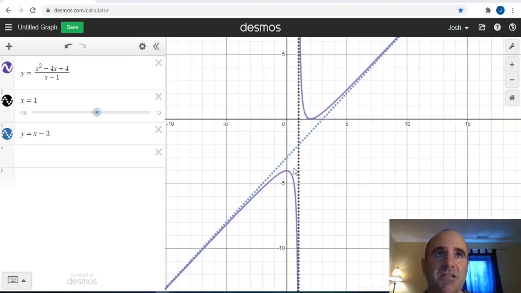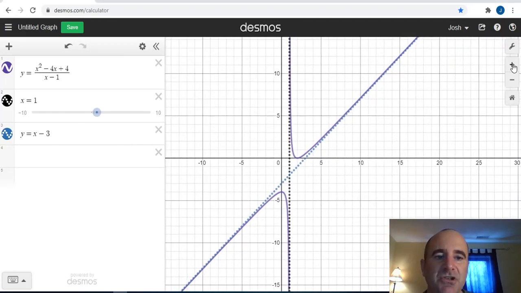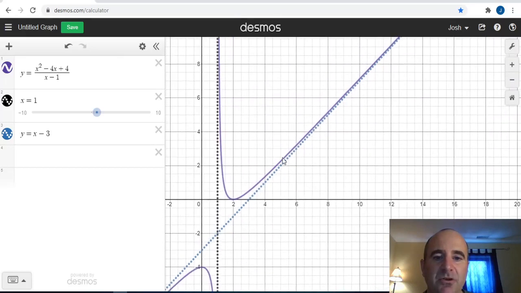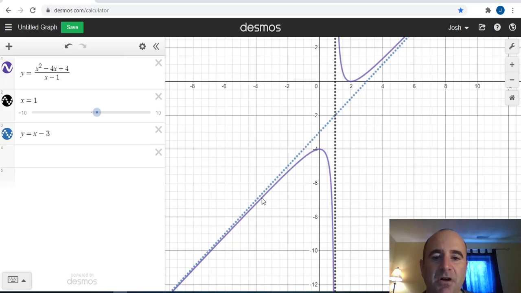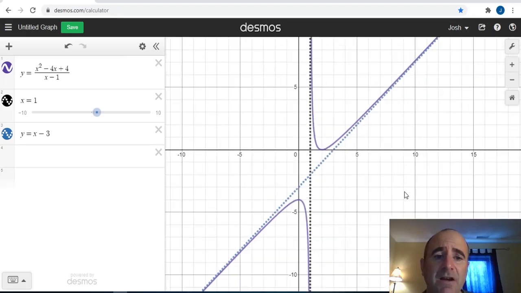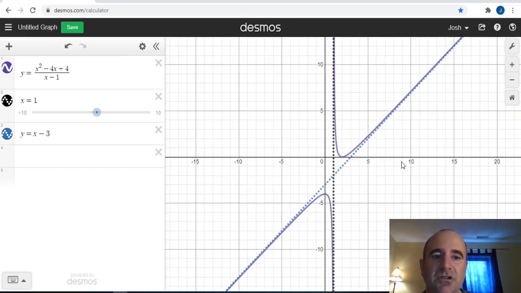Of course, y equals x minus 3 has a slope of 1 and a y-intercept of negative 3, since it's in y equals mx plus b form. And just like I said, sure enough, as x gets big, the graph is above that line. And as x gets small, the graph is below that line. So yes, the graph does approach positive and negative infinity, but it does so according to this slant or oblique asymptote, which it gets closer and closer to.